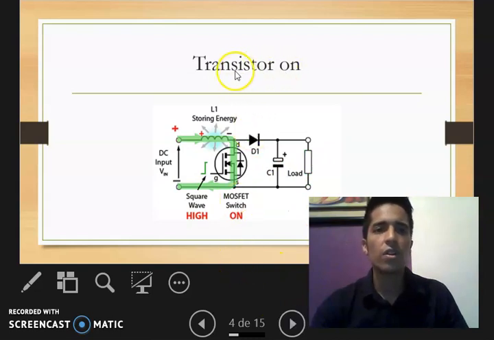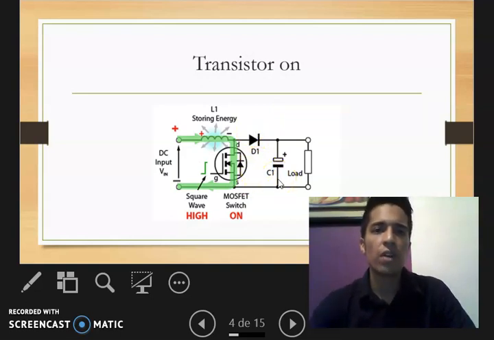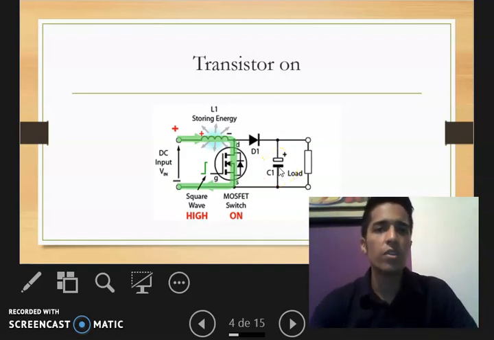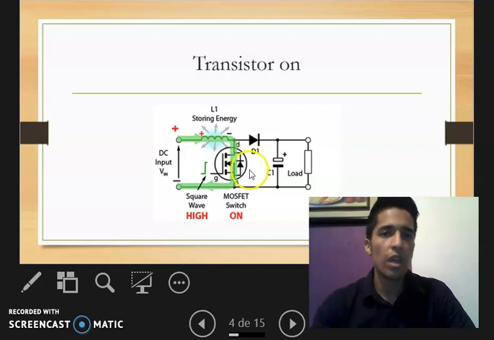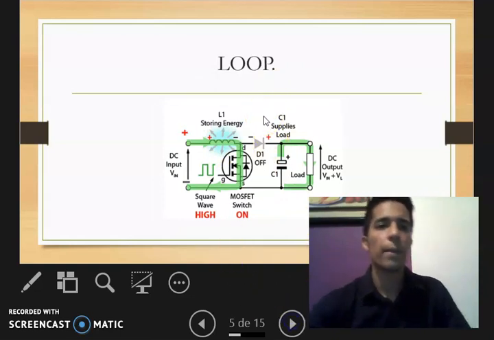When the transistor, or the MOSFET, is working like a switch and conducts, it isolates the circuit of the capacitor and the load. So the current is only flowing through the inductor. This makes the inductor accumulate electric energy in its magnetic field. The loop: when the cycle is repeated, the transistor conducts again, and the inductor is charging again.